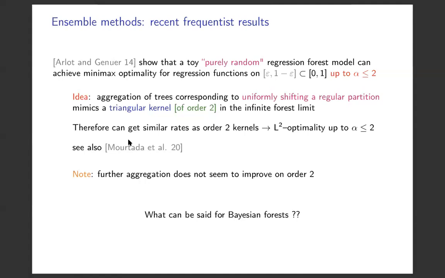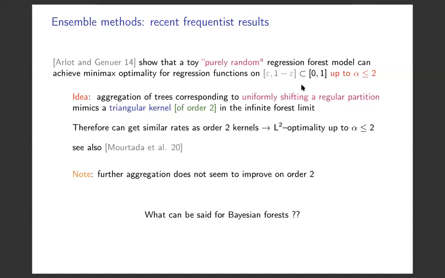And if you do that, it turns out that at least on the interior, for any fixed epsilon, on the interior of (0,1), so on (epsilon, 1 minus epsilon), you can achieve smoothness adaptation up to the order 2 and not 1 anymore. Although the resulting aggregation of trees is still a histogram estimator, right?